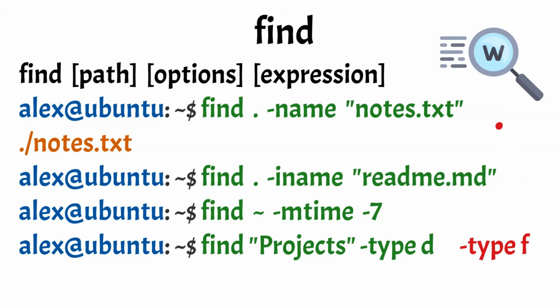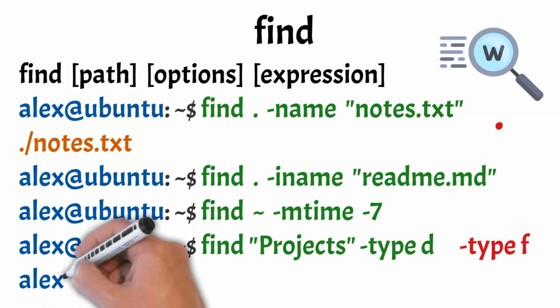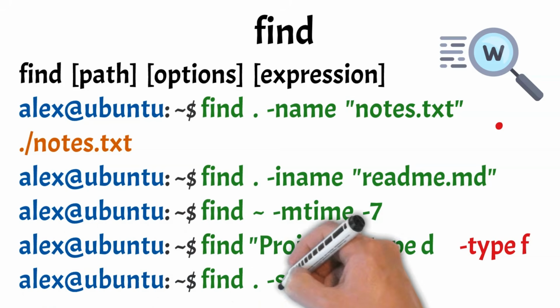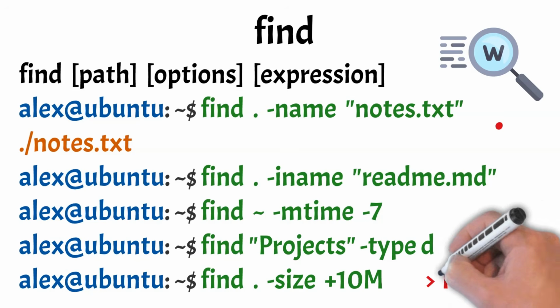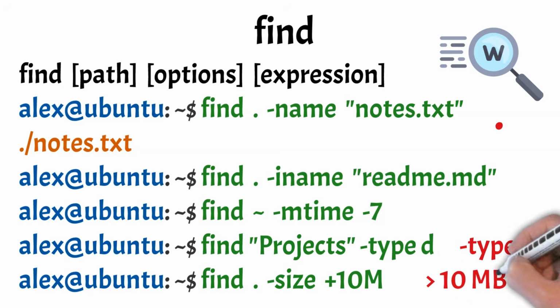And to find large files, there is the -size option. For example, this line returns anything over 10 megabytes. As you can see, with just a few options, find becomes a powerful way to quickly locate exactly what you need, especially in deep or messy folder structures.